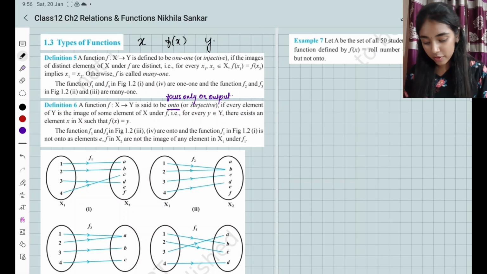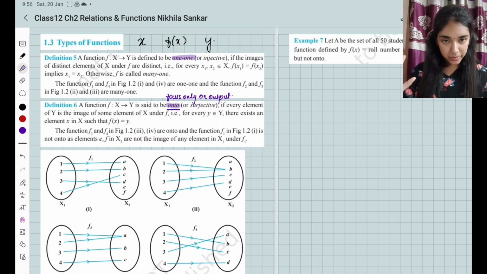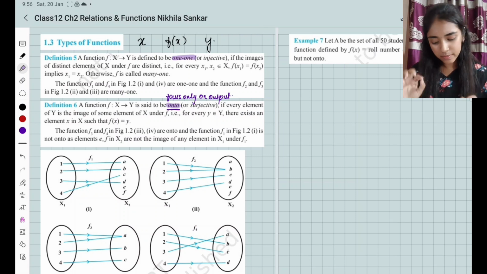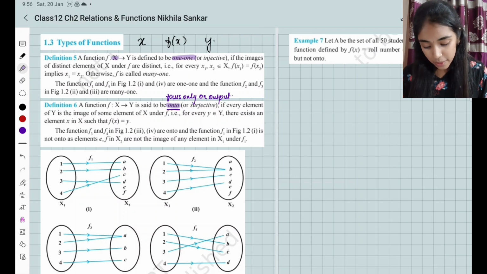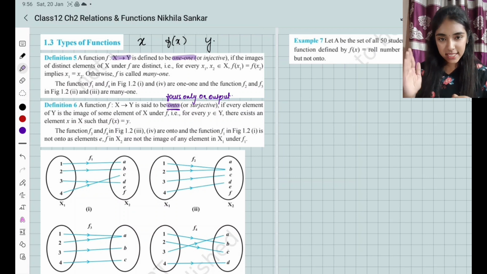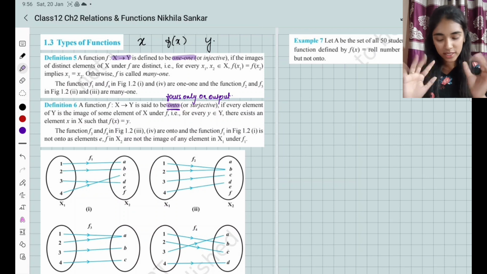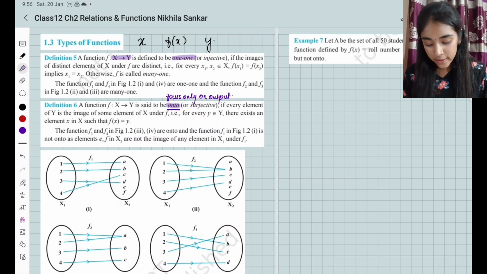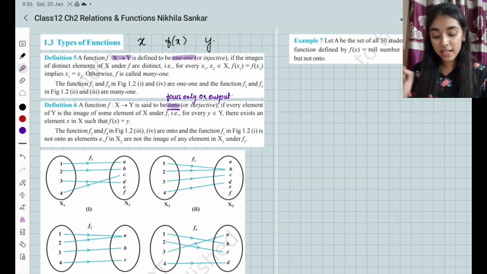So என்னென்ன type of functions இருக்கு? You have 1 1 and onto. இதுதான் ரெண்டு type. Okay, இப்போ 1 1 னா என்ன? Understand the definition, then I'll explain. Okay, so இப்போ function from x to y. Okay, x லேந்து y. So domain, range அதெல்லாம் இருக்கு. Okay, is 1 1 if the images of the distinct elements of x under f are distinct.